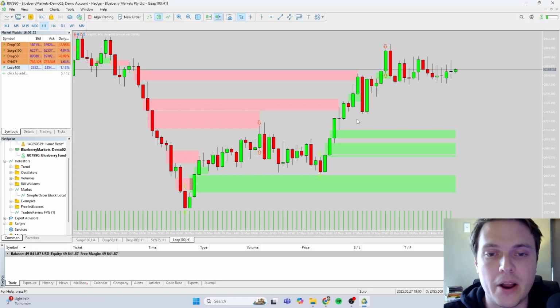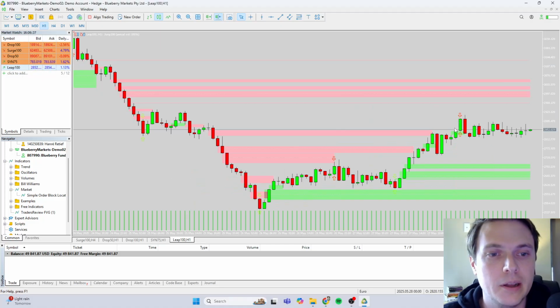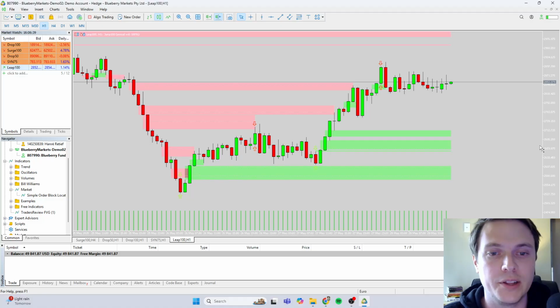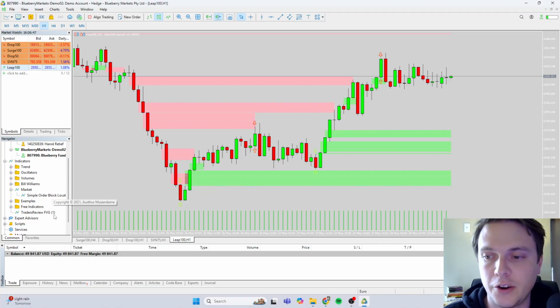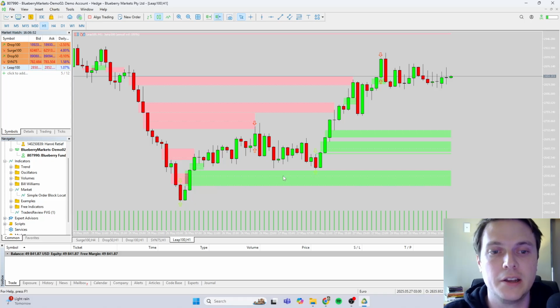Okay, so I'm currently here on Drop, Surge, Drop, synthetics, and Leap. Some of my favorite pairs that I've looked at here with Blueberry Funded. Okay, so with regards to the order block indicator, you need to get that as per the videos on the group, and then the fair value gap indicator that we built for you guys to trade.